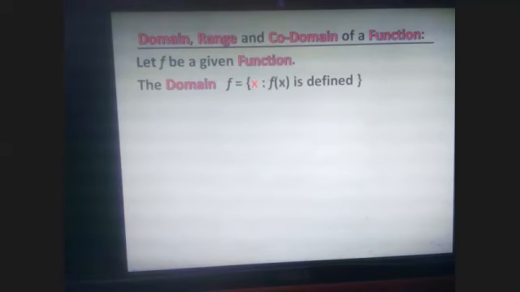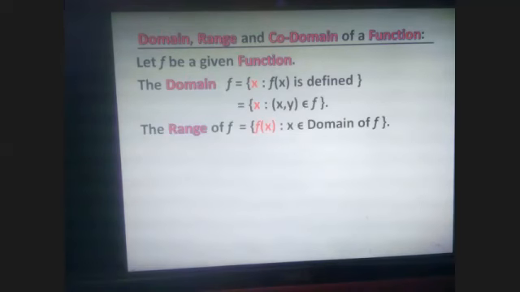Let f be a given function. The domain of f is the set of x such that f(x) is defined. Or I can say the set of x where (x, y) is a member of f. Set of x such that (x, y) is a member of f. That is the domain. What about range? Range is the set of values of f(x).